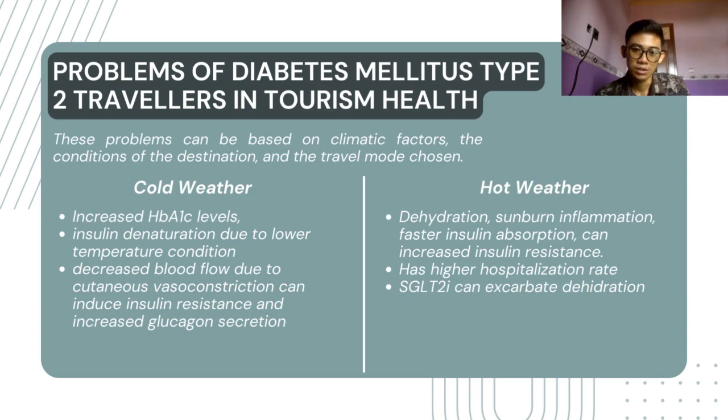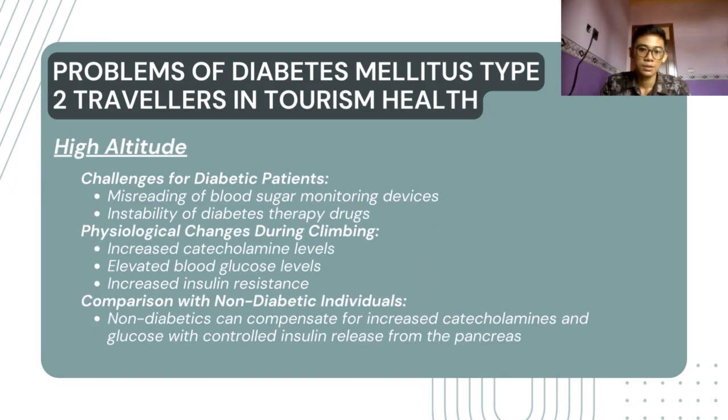Other than that, in the hot weather, we need to pay attention to the dehydration condition of the patient, also sunburn inflammation that can speed up insulin absorption. This condition can then lead to insulin resistance. So here in the high altitude condition, we need to pay attention to two main challenges. The first one is the misreading of blood sugar monitoring devices, because the environment in the high altitude can affect that, and also the instability of the diabetes therapy drugs that can affect the effectiveness of the drugs.